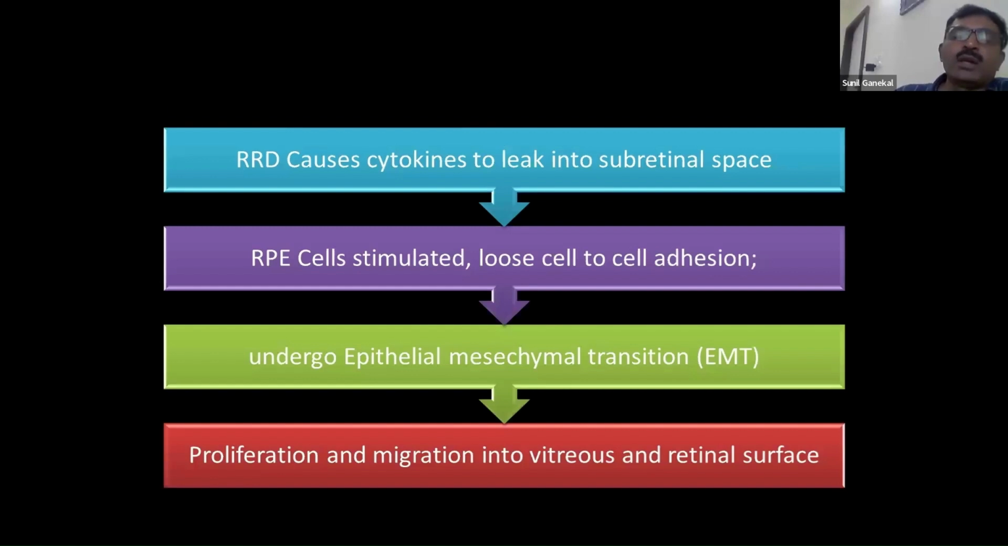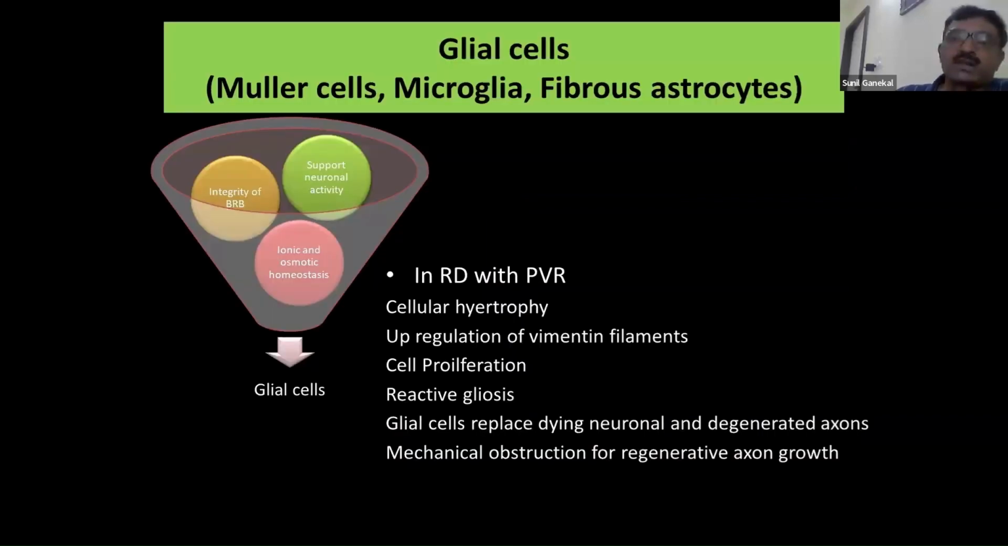As I told before, as soon as the rhegmatogenous RD develops, cytokines leak into the subretinal space, which in turn stimulate the RPE cells. Once the RPE cells are stimulated, they tend to lose the intercellular adhesions which are present. And the most important mechanism in the development of PVR is epithelial mesenchymal transition. That is the most critical thing required, which in turn leads to the proliferation and migration of these cells into the vitreous as well as onto the retinal surface.